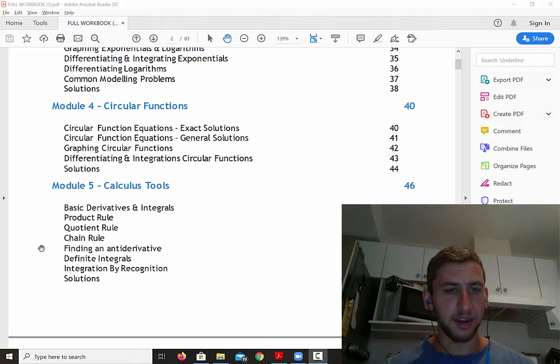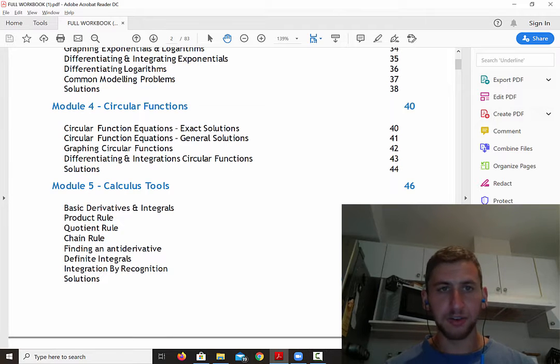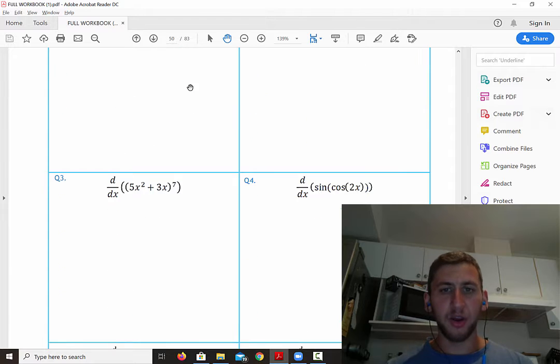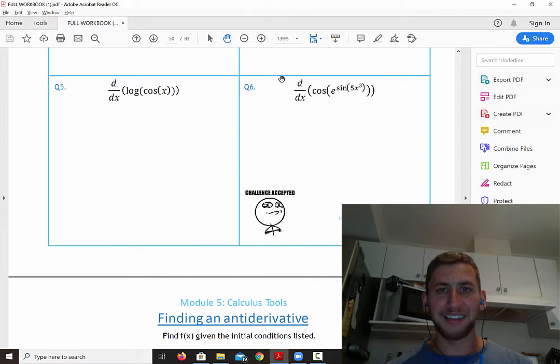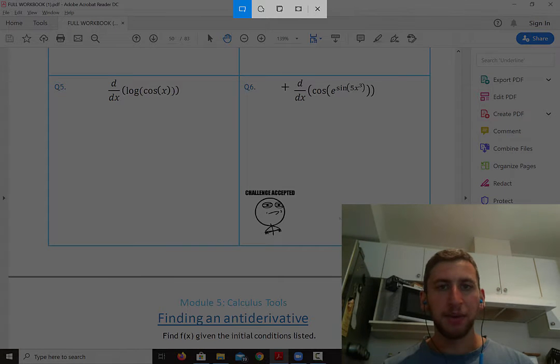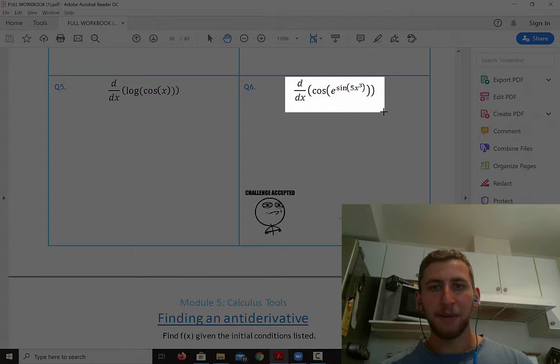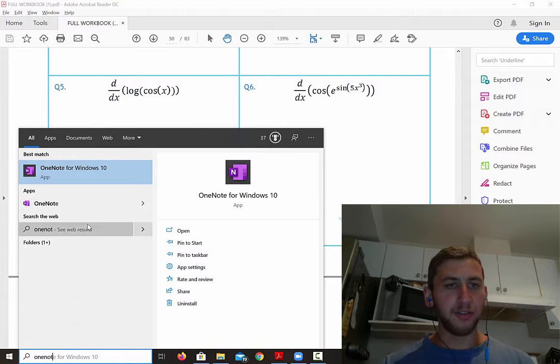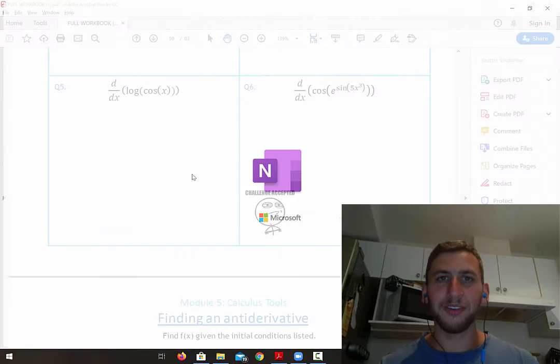So I'm going to go down to our calculus tools, find chain rule, which is on page 50. So I'm going to jump to page 50, and I'm going to go all the way down to the bottom to this last little problem right here. It is a fun, quirky, intense problem. So I'm going to very quickly copy and paste that problem into a OneNote doc, and then we're going to work our way through how to tackle this problem.